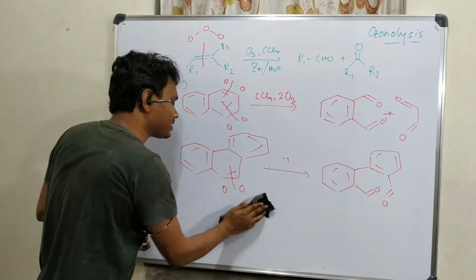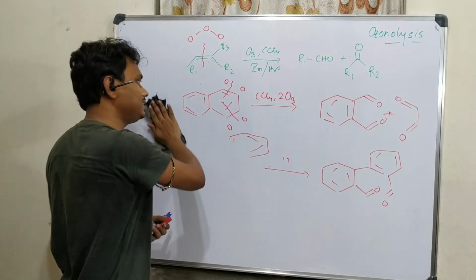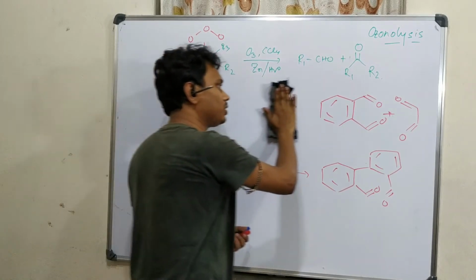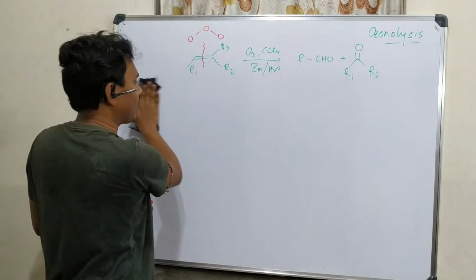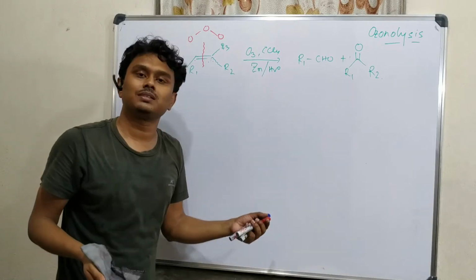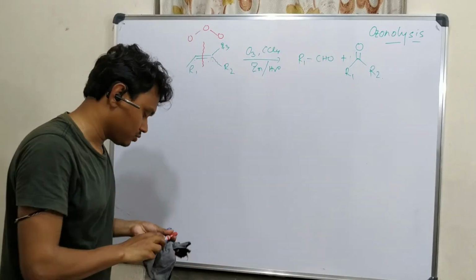So remember this ozonolysis properly, because Birch reduction generally produces a diene, generally an unconjugated diene, and that is utilized using this. So lots of questions may come, Birch reduction and ozonolysis. Here I am making a video about ozonolysis.